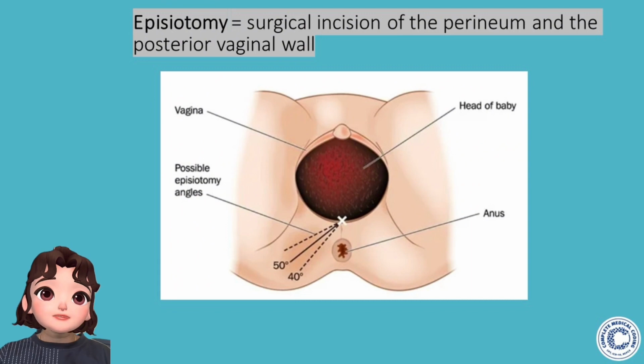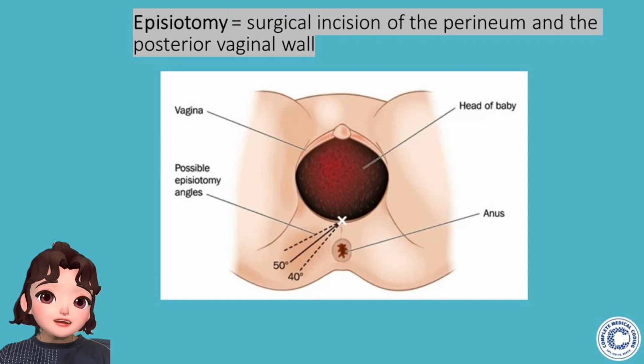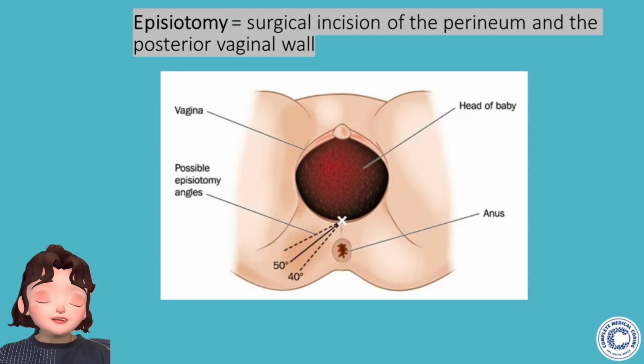Episiotomy. Episiotomy means a surgical incision of the perineum and the posterior vaginal wall. This usually happens during delivery time. See, you can see the head of the baby and the vagina, and the posterior vaginal wall. A surgical incision will be done to ease the normal delivery, and that procedure is called episiotomy.